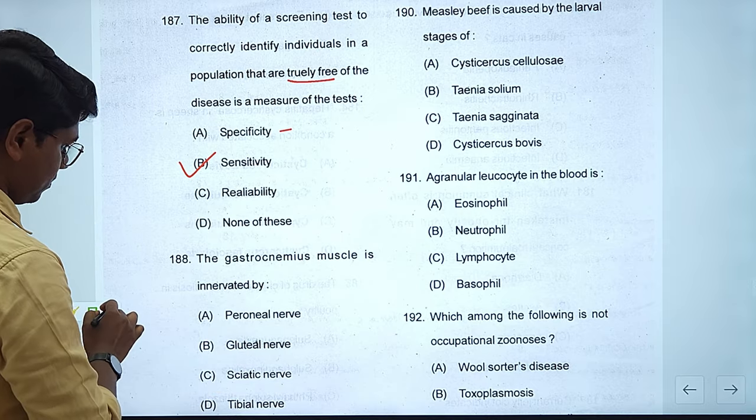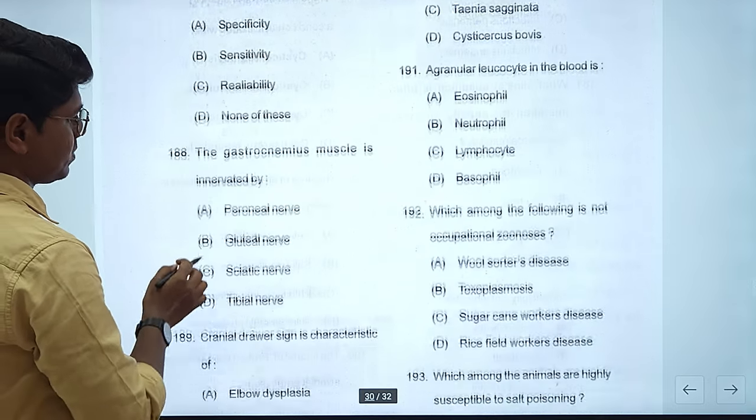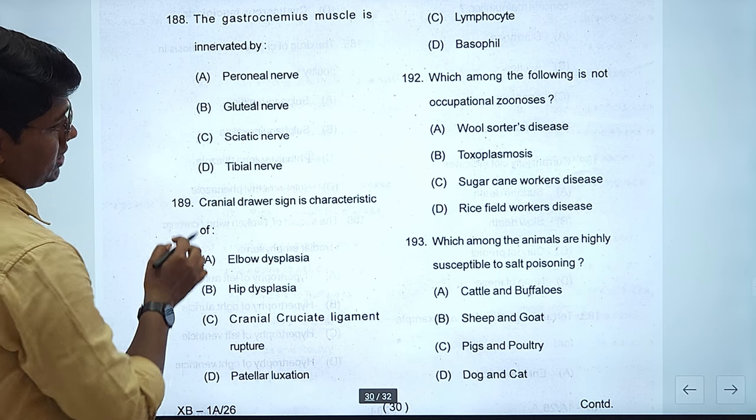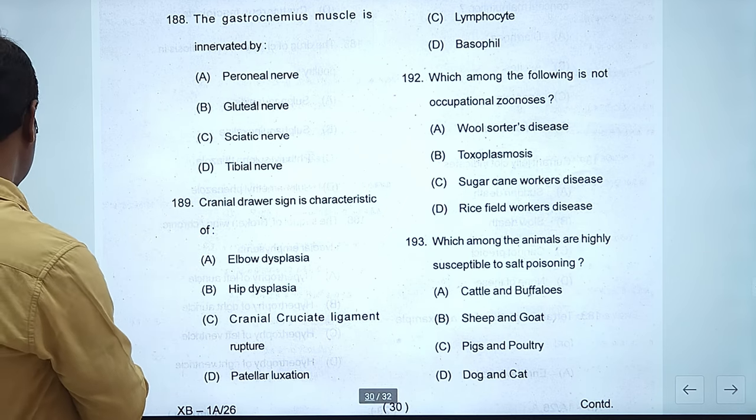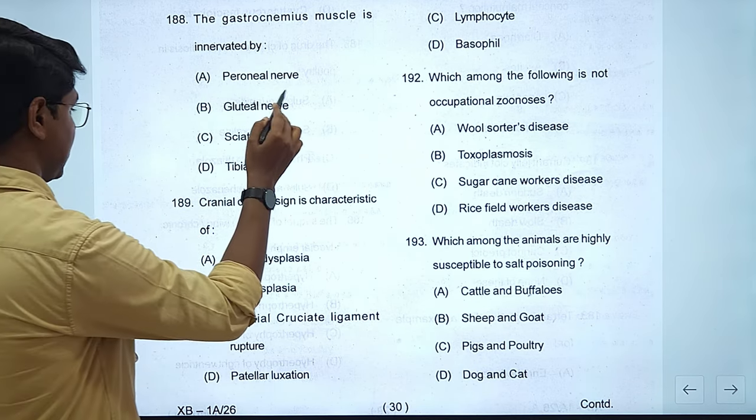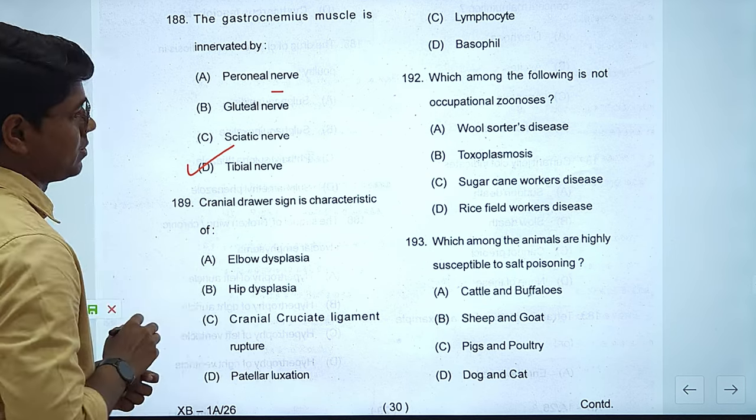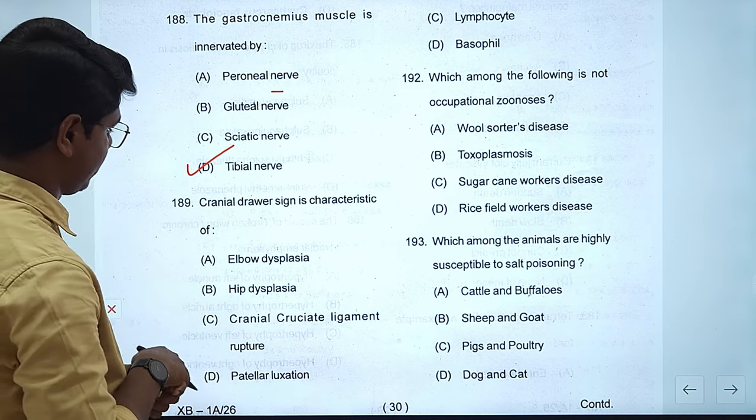The gastrocnemius muscle is innervated by, in your answer key, the answer is also wrong. It is written peroneal nerve, but the answer is tibial nerve. Gastrocnemius muscle is innervated by tibial nerve.